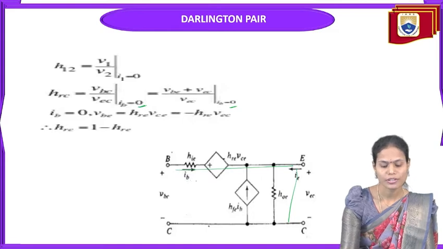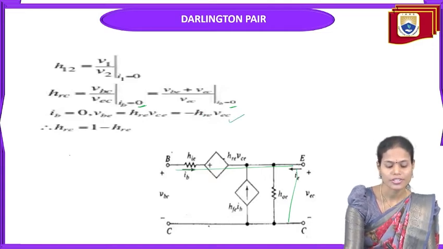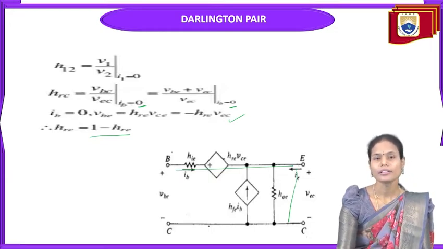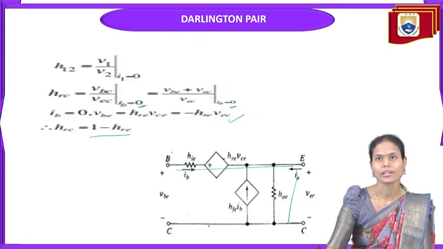And here in this case the base current is 0. So once the base current is 0, VBE equal to HRE VCE, and that is equal to minus HRE VCE. So HRC we can write as 1 minus HRE. In the common emitter it is HRE only, but in the common collector it is 1 minus HRE.